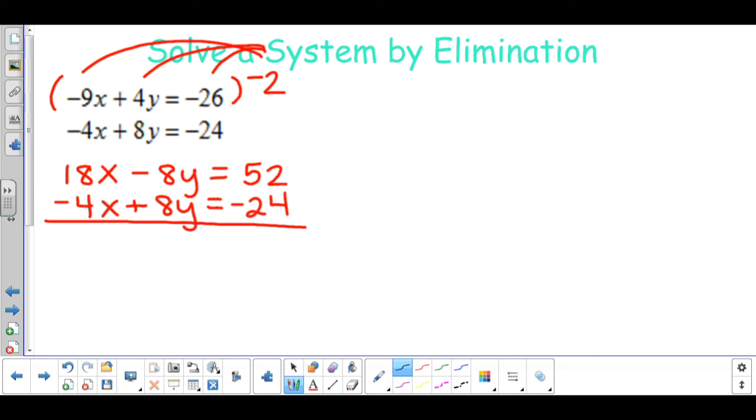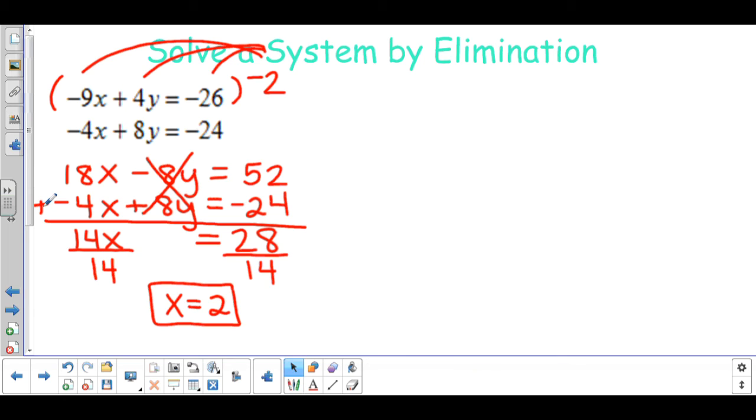Now like in our previous example, we're going to add in columns up and down. So 18x plus a -4x will give me a +14x. -8y plus 8y is 0, so the y's will eliminate like we want. +52 plus a -24 will give me a +28. Now I only have my x variable remaining, so I'm going to divide both sides by 14. 28 divided by 14 will give me x to equal 2.